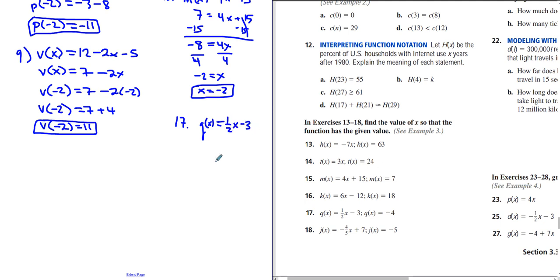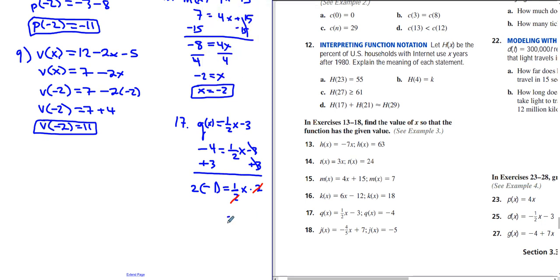And let's solve. So we add 3 to both sides of the equation. We get negative 4 plus 3 is negative 1. And then we're going to multiply both sides by 2. Because remember, this fraction is the same thing as dividing by 2 and multiplying by 1. So multiply by 2. That will cancel out the dividing by 2. 1x is the same as an x. And 2 times negative 1 is negative 2. So x is negative 2.